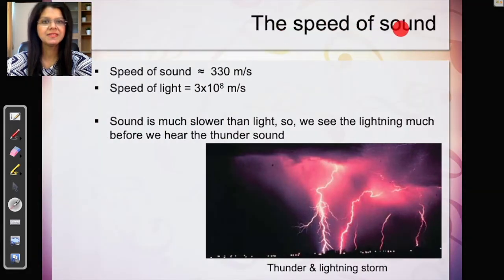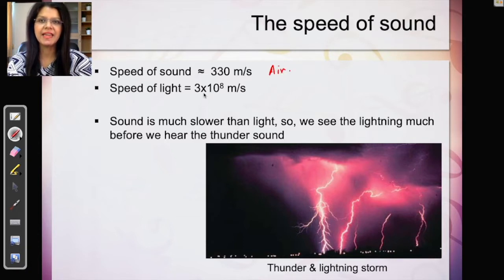Speed of the sound, some of the facts and some numbers that you should remember. That's what your examination also expects you to do, right? The speed of the sound is 330 meters per second in air. So that's a number you need to remember. It's general knowledge information, right?